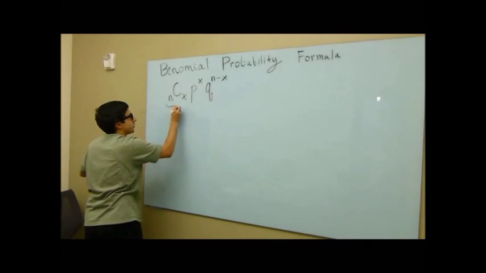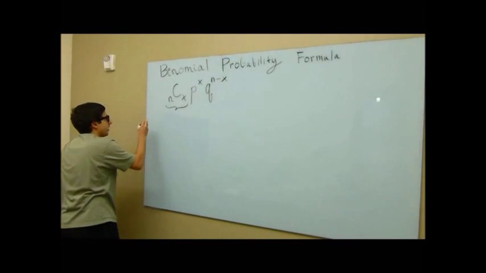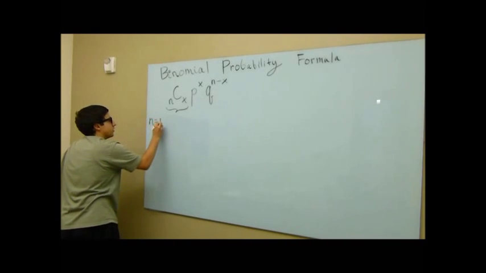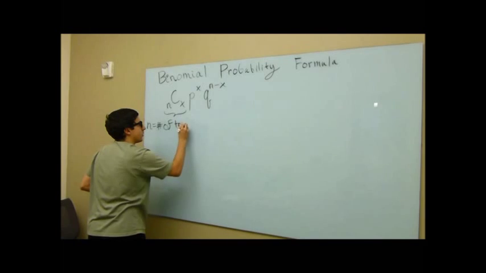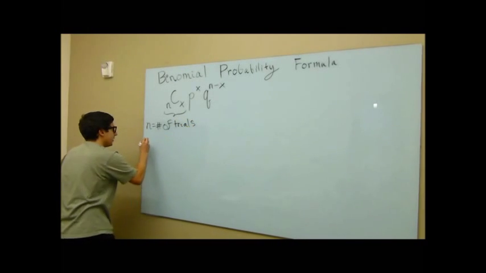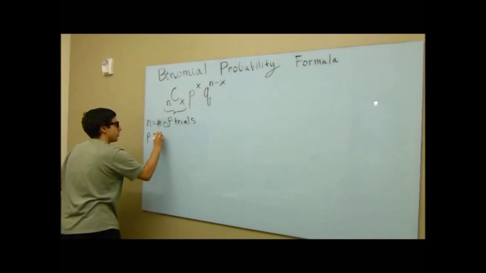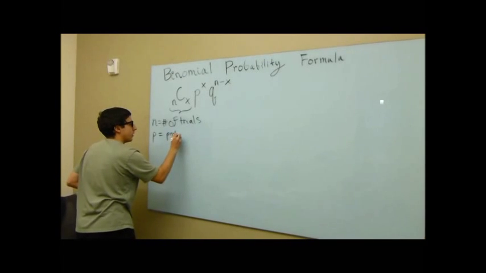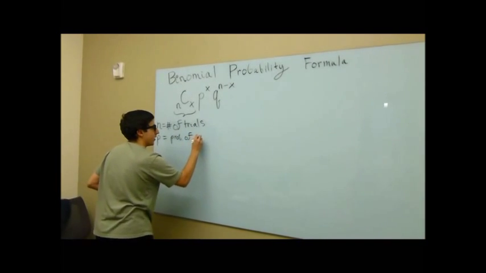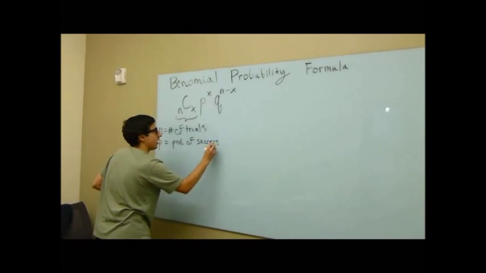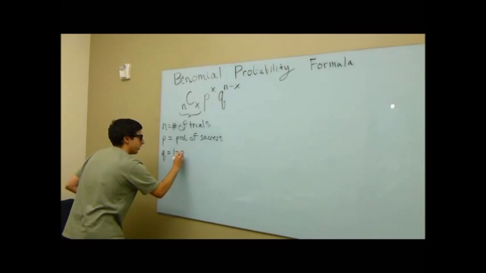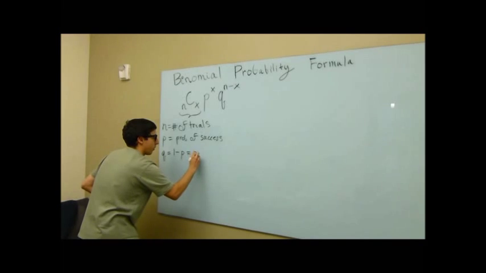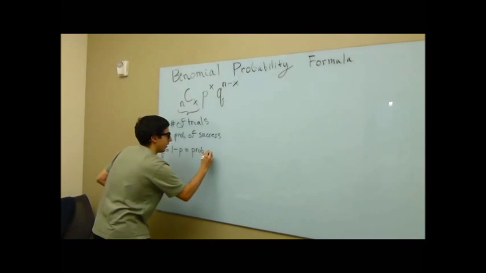This right here is just a combination. N is the number of trials. P equals the probability of success. And then Q, in fact, equals 1 minus P, so it's equal to the probability of failure.